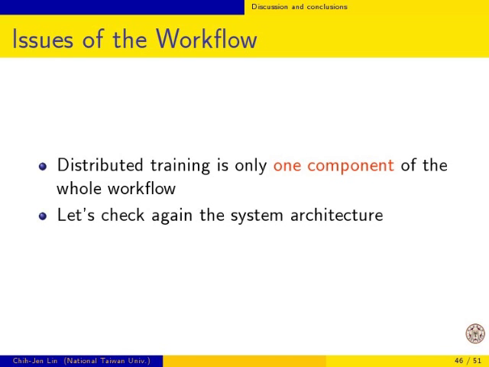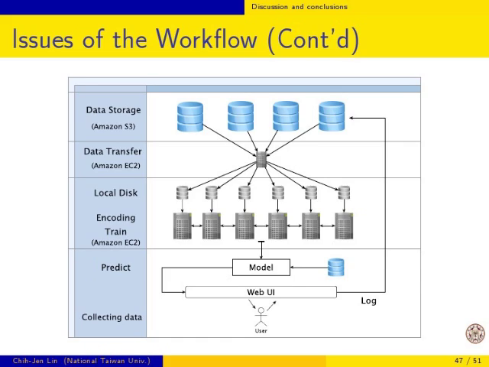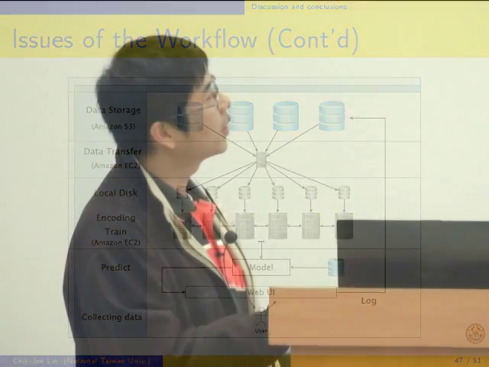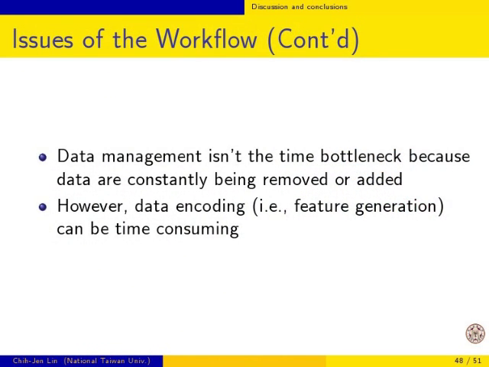Then I want to talk about the issues of the workflow, because this is a whole real application. I'm going to finish soon. I want to say that distributed training is only one component of the whole workflow. If we check the system architecture, as we have mentioned, we need to handle this data movement, but also feature generation. So training is only one part. We are able to handle the data management issue, but we found out that for our real application, data encoding, that means feature generation, can be very time consuming.